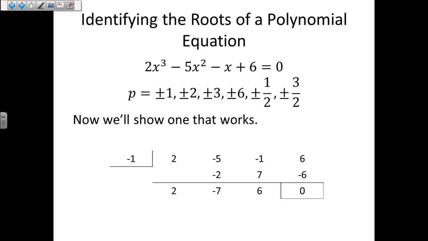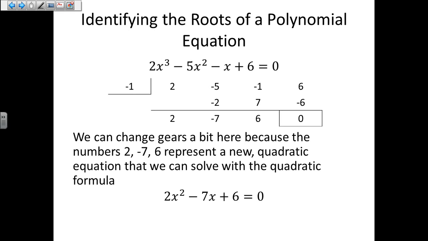Remember, every root has a factor. If negative 1 is the root, x plus 1 is the factor, and I have divided it out. This set of numbers represents the coefficients of a new polynomial. This is what we refer to as a depressed polynomial, meaning that the power has been dropped by 1.